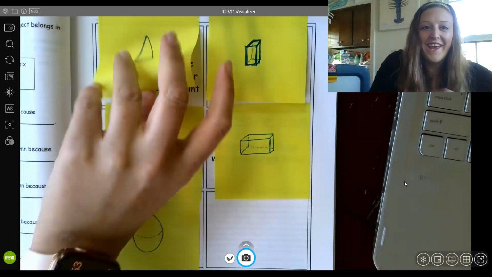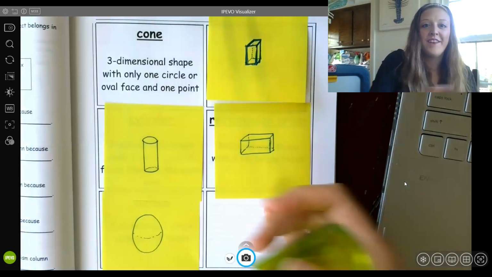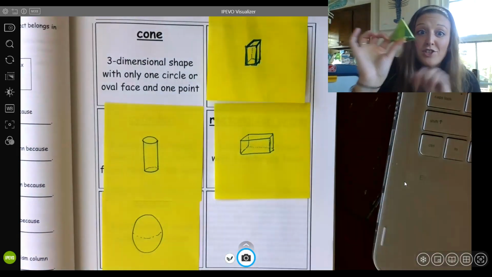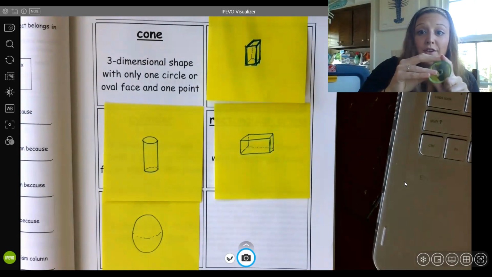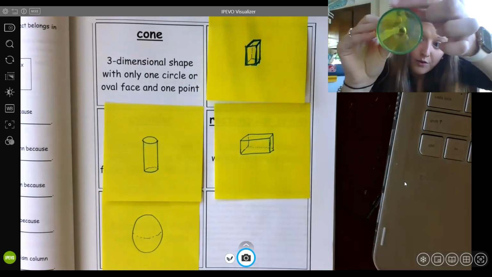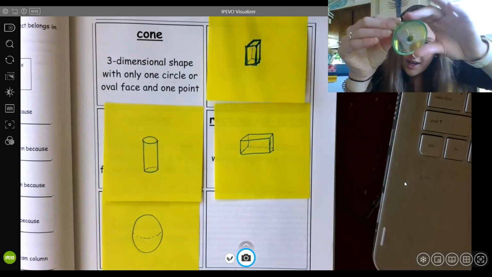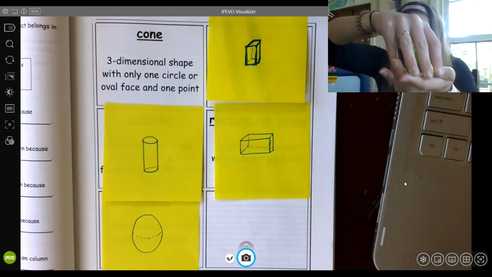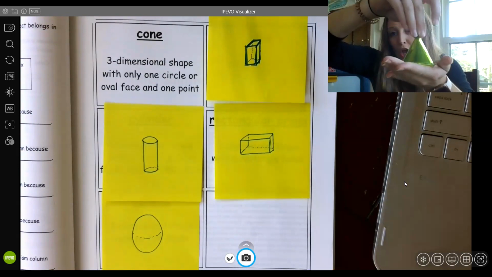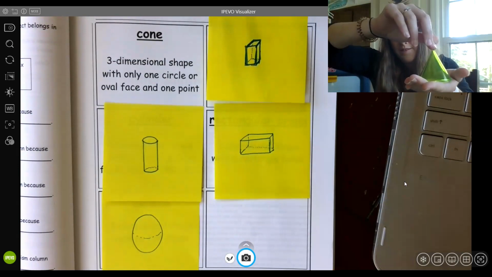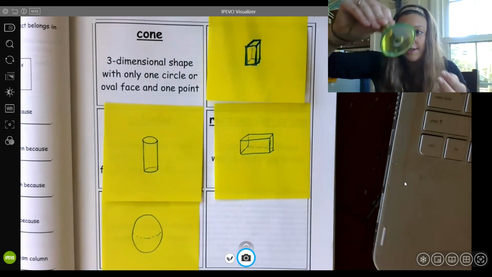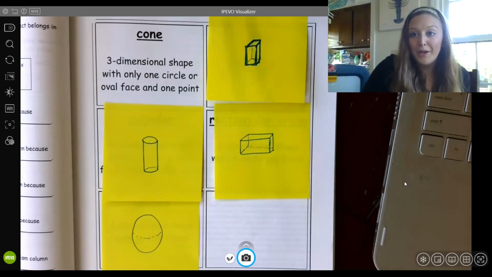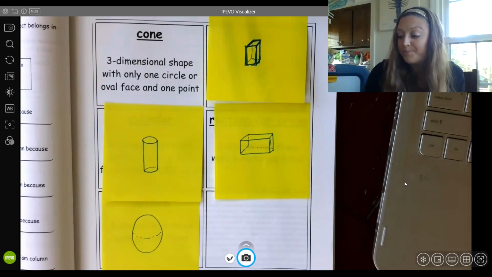Yes, it is called a cone. So a cone is a 3-dimensional shape with only one circle or oval face. The oval or circle is on the bottom, and it has one point at the very top. So the circle at the bottom, and it all comes to one point. This is a cone. This is one vertex, one point. Okay, so if you need a minute, go ahead and you can write this down. I'll also give you some time once they're all shown as well.